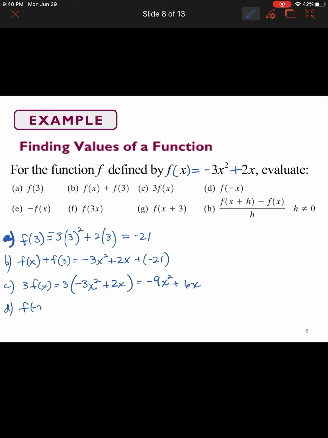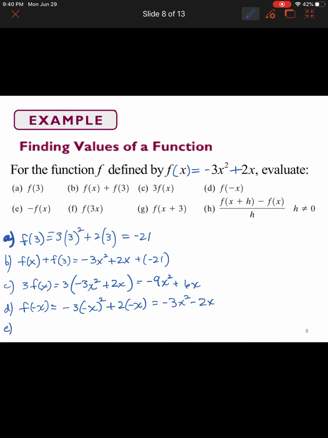Again, identify the input. The input now is negative x. I'm going to go to the original function, and wherever I see an x, I'm going to input negative x. So that gives me negative 3x squared minus 2x. Now a question would come up, why is it negative 3x squared? I thought you said that a negative times a negative is a positive. Oh, you got to do that squared exponent first. So that is negative x times negative x, which makes that portion a positive, then times negative 3, which makes it back to negative 3x squared. You're welcome.